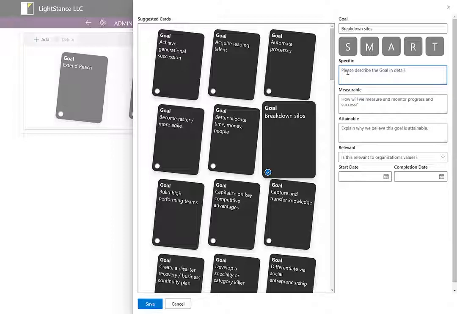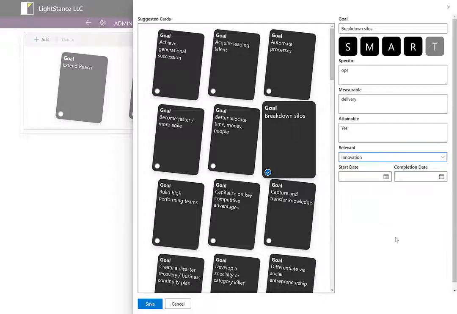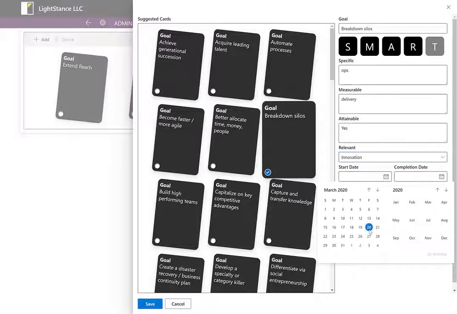We, as a goal, if we said, let's break down silos, specifically, what do you mean by that? Well, we want operations and sales to talk more closely. And how will you measure that? Well, we'll look at delivery times for improvement. And is that attainable? Yes, because other companies are getting to market or delivery to the door faster than we are. And is it relevant? So the R, is it relevant to innovation for us? Absolutely, as one of our goals. And finally, when do we hope to have this accomplished by?